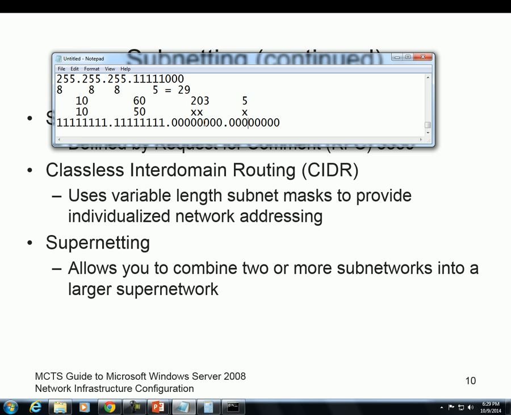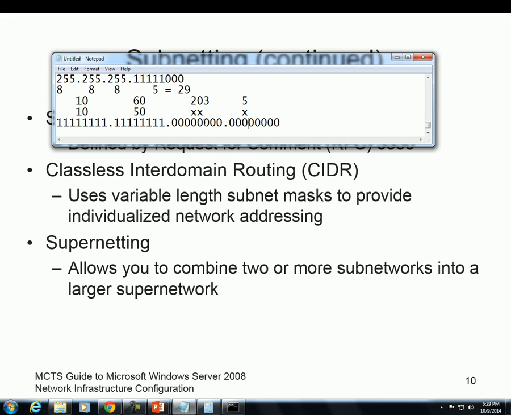Okay? So if the ones identify the network and the zeros identify the host, are we on the same network? Do our networks match? No, we're not. One's on 10.60, one's on 10.50. You all see that? So they're not the same network. But we had to do that because of the number of computers and the way this building was configured.